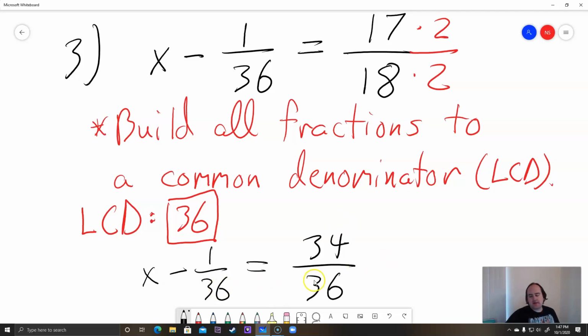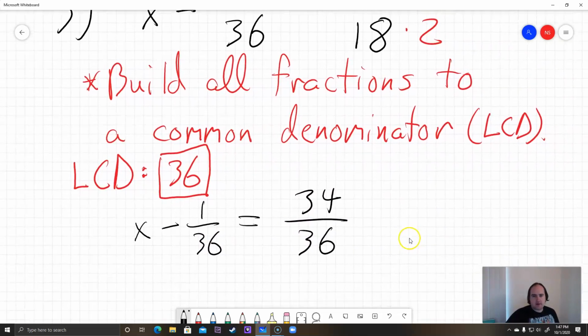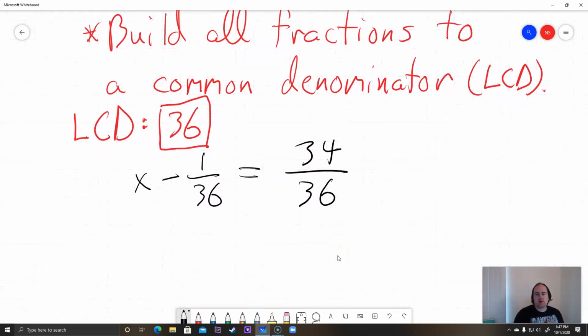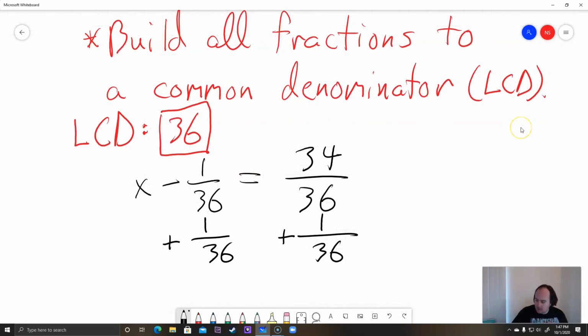All right, and now these are like fractions, so now this problem is just like the last problem. So the rest of it shouldn't be too bad. So all we have to do now is isolate x. So the way we're going to do that is, well, the opposite of subtracting 1 over 36 is adding 1 over 36. So we're going to add 1 over 36 to each side. All right, so we get x equals, well, on the right side, 34 plus 1 is 35 over 36.